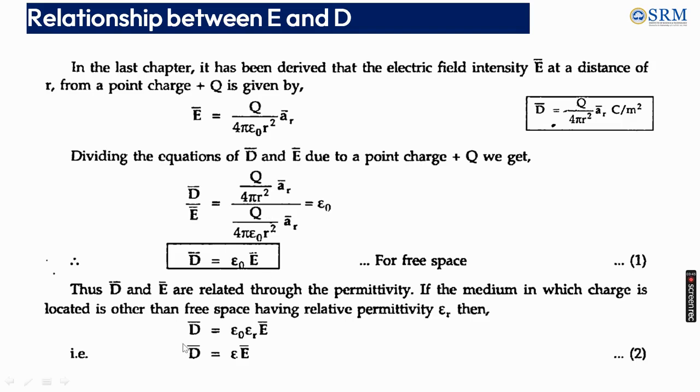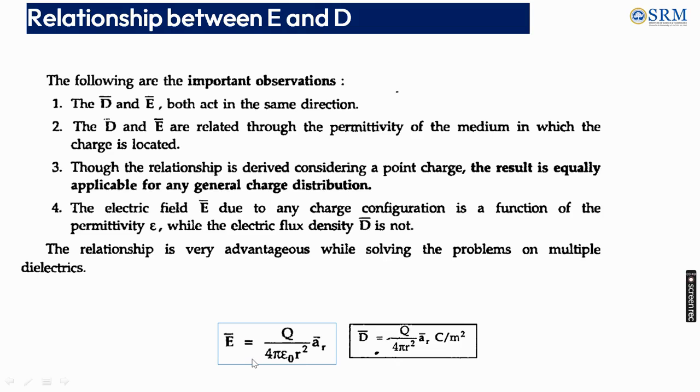And one more thing: this equation is not only applicable for a point charge. This relation is valid for any type of charge distribution, a general charge distribution. From these two relations for electric field intensity and electric flux density due to a point charge, we can find that electric field intensity is a function of the permittivity epsilon, while electric flux density D vector is not a function of it.